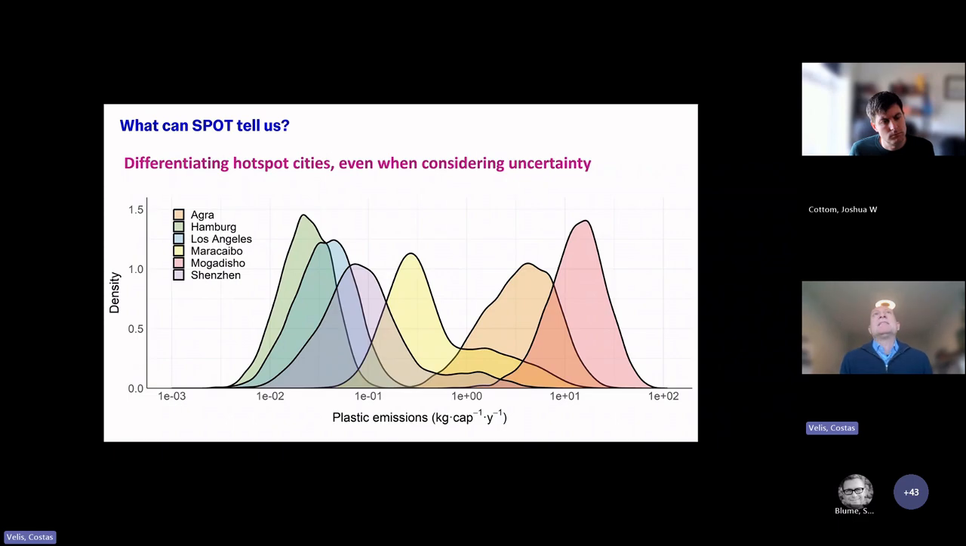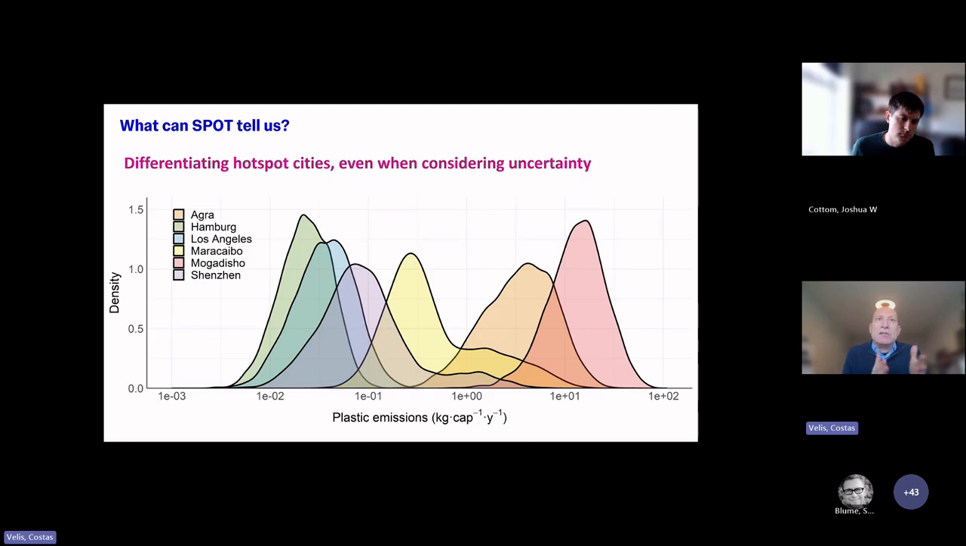The other thing is that this is one of the few models that takes substantial efforts to quantify uncertainty. There's huge uncertainty associated with this phenomenon because the science is young, because of the nature of the measurements, the data availability, and so on. What you see here is the results at individual cities with their uncertainty expressed as a probability density function.